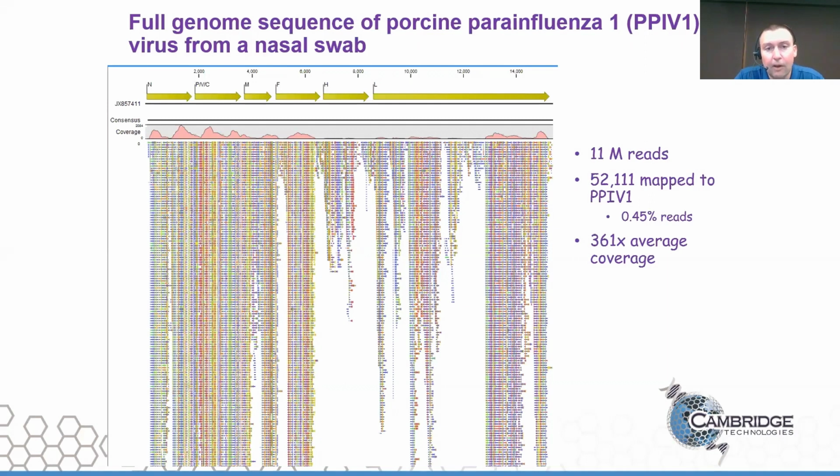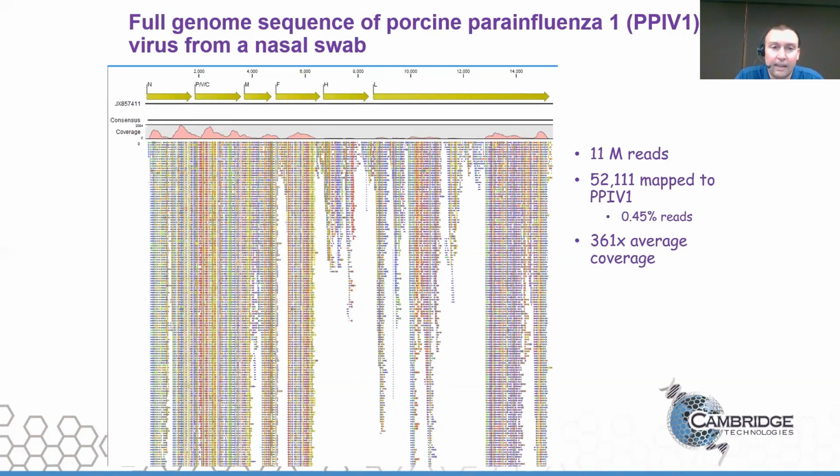Then we mapped all those reads back to the genome so we could assemble the parainfluenza virus in the sample. All that kaleidoscope of rainbow colors below is individual reads on the sequencer. For this particular sample, we generated 11 million reads. Only a small percentage of those reads mapped back to parainfluenza virus, so 52,000 or 0.45%. It seems like a small number, but just because there are so many raw reads to begin with, we still were able to generate a complete genome with 361x coverage.